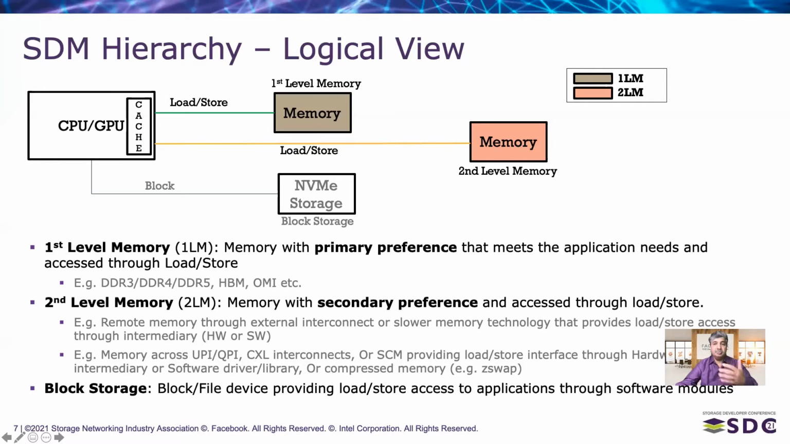So these are the three ways you can achieve memory expansion for systems: through first level memory, through natively connected second level memory, which may be connected through a different interconnect or through software abstraction or a different type of media. And the third type could be really going to the different types of connectivity for block storage.